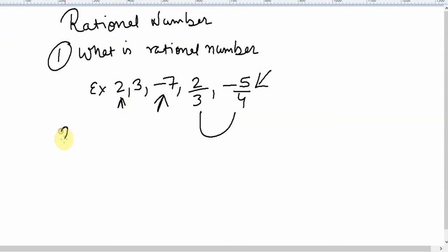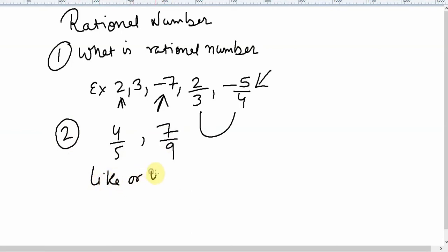Number 2: when can we add fractions? For example, you have 4 upon 5 and 7 upon 9. In these fractions we can add only if they are like. The first and foremost rule: like or unlike. How do we identify whether they are like or not? By checking their denominators.